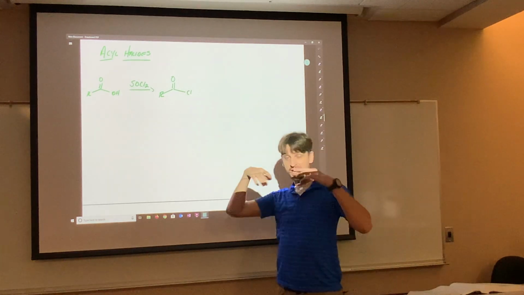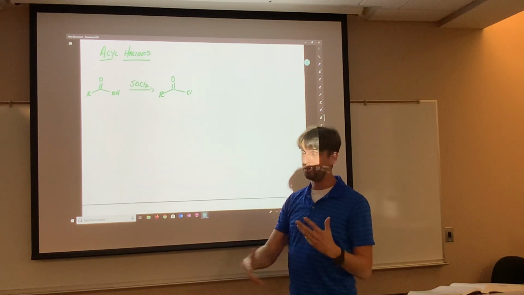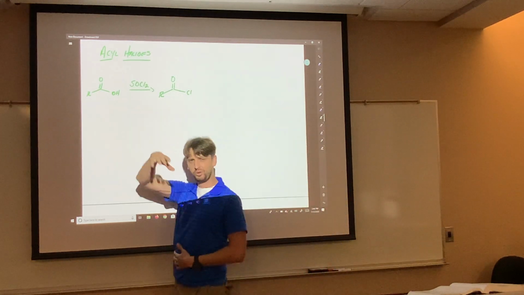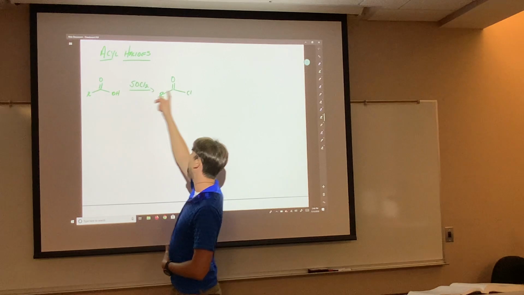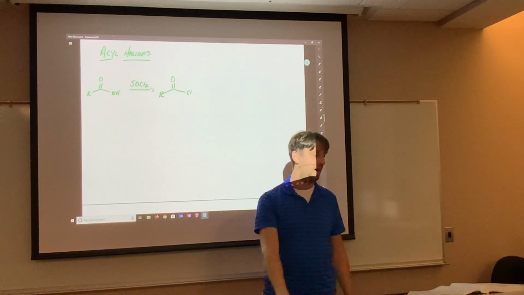Thionyl chloride is here again, and in essence, we are turning an alcohol into a halide, right? Because if we kind of ignore the carbonyl part, here's an alcohol, and we just turn it into a halide. Now, is the mechanism the same? No, it is not.